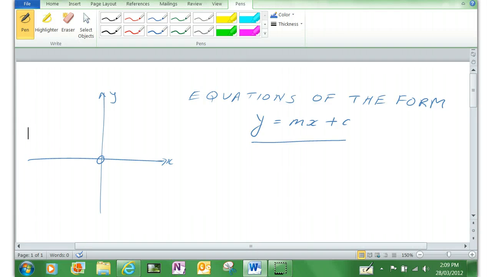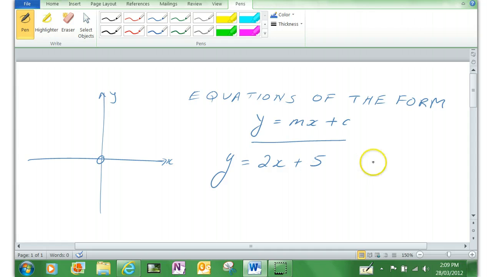Hi, the next section of the work deals with equations of the form y equals mx plus c. Equations in that form are called linear equations because they generate straight lines, or the word line and linear are connected, so that's why they're called linear equations. To develop these ideas, suppose we have an equation of this form, and just to choose a simple example, let's say the equation is y equals 2x plus 5.